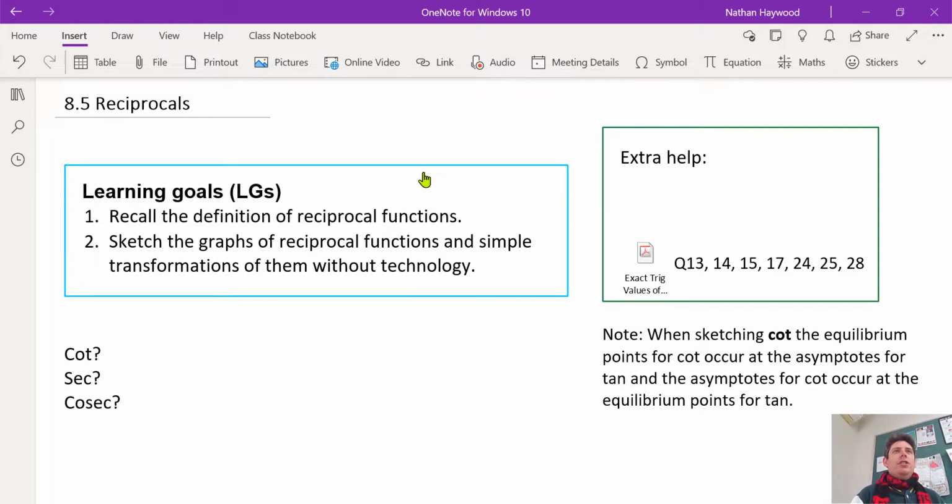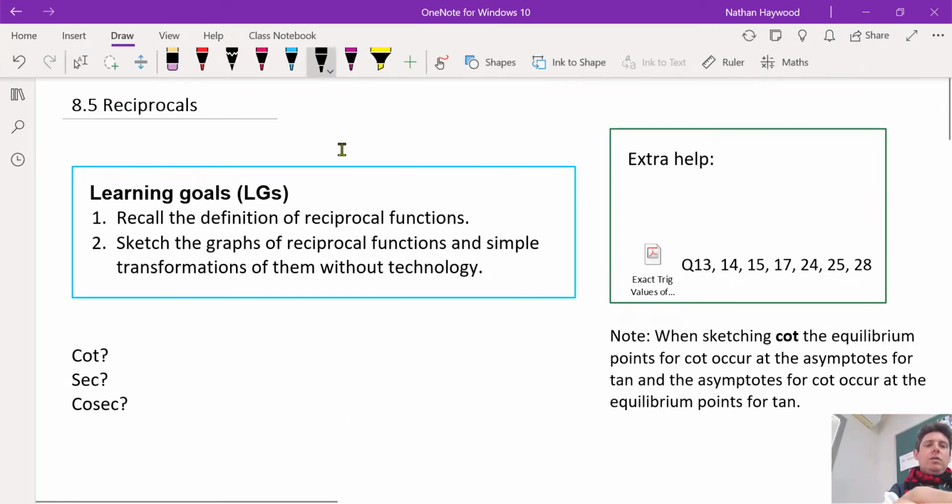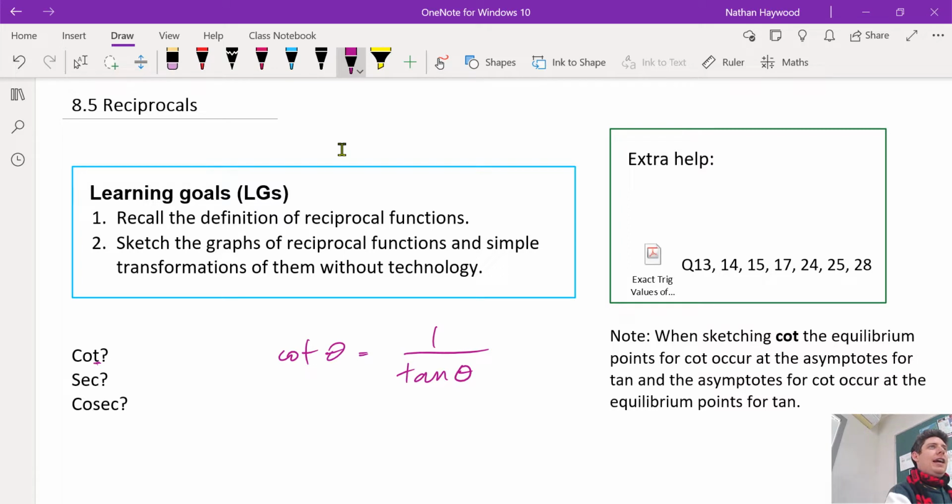Today we're doing new functions. They're called cot, sec, and cosec. To figure out what the reciprocal is equal to, you look at the third letter. So cot theta, or cot of an angle, is equal to 1 over tan theta. The third letter tells you what it is. So cot is the reciprocal of tan. That's pretty much the short summary.